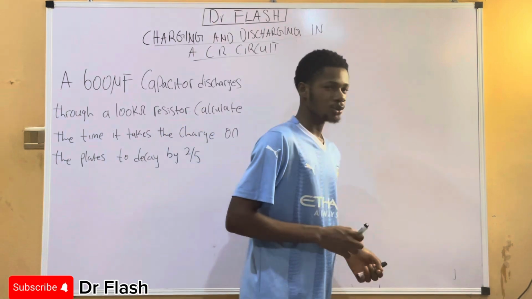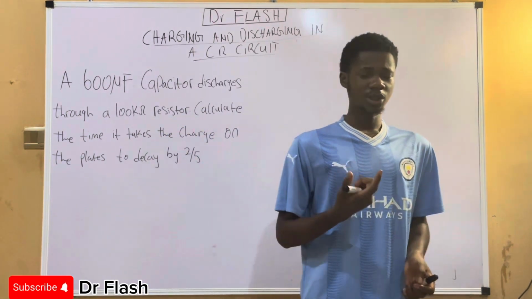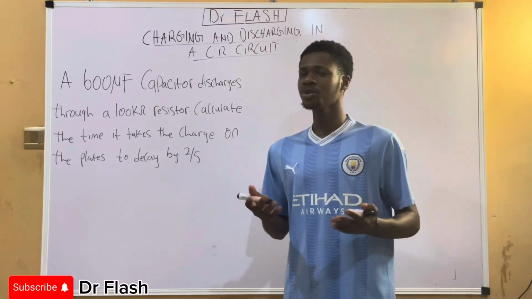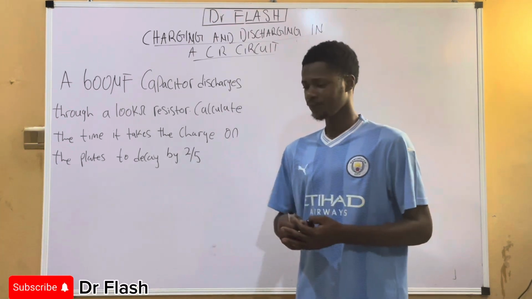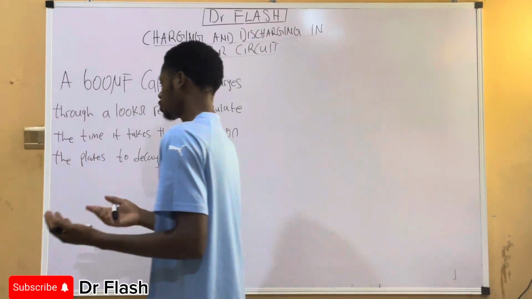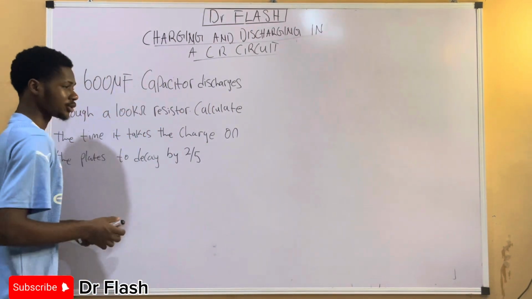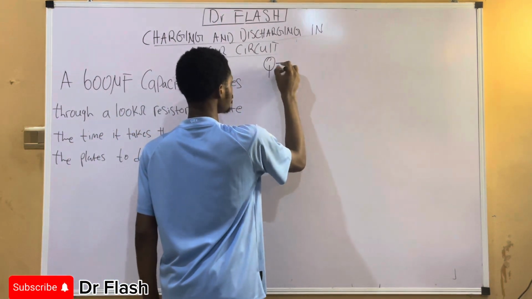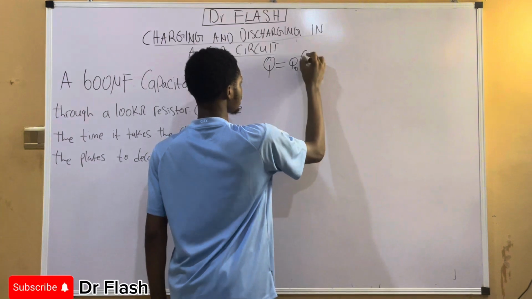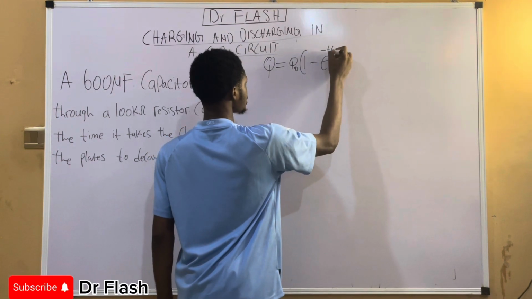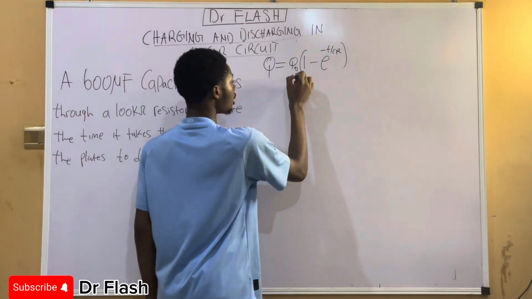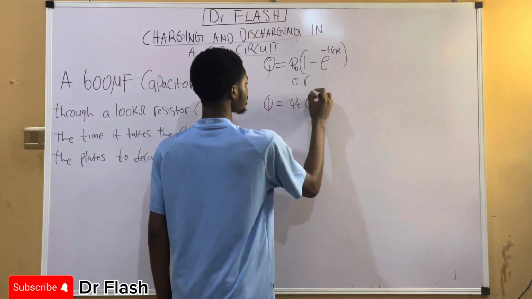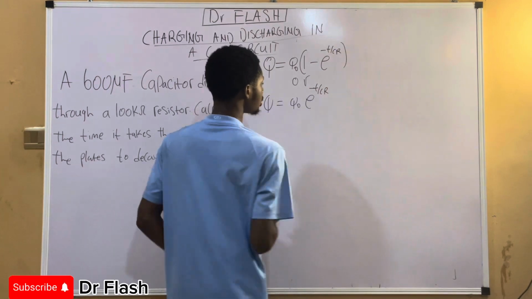Now, I want you to answer this question. You might want to pause the video after I've asked the question. Think about it, then play the video to see if your answer is correct. What do you think would be the necessary equation to solve this problem? Is it Q is equal to Q naught in brackets 1 minus exponential minus T over CR? Or we're going to make use of Q is equal to Q naught exponential minus T over CR. What do you think will be the right equation?